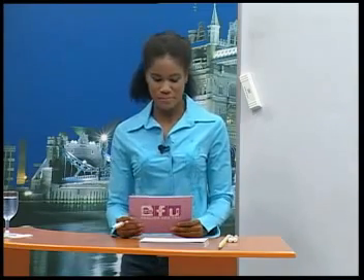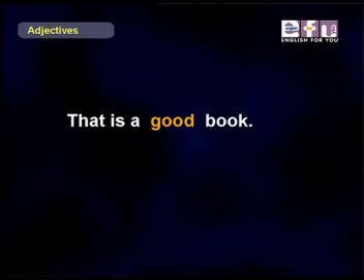All right, students, today we are going to review adjectives, and then we will learn about comparatives. What is an adjective, Sylvia? An adjective is a word that describes a noun. Very good, Sylvia. Can you give us an example? Sure, that's a good book. Good is the adjective. It describes a book. In this sentence, good is the adjective.